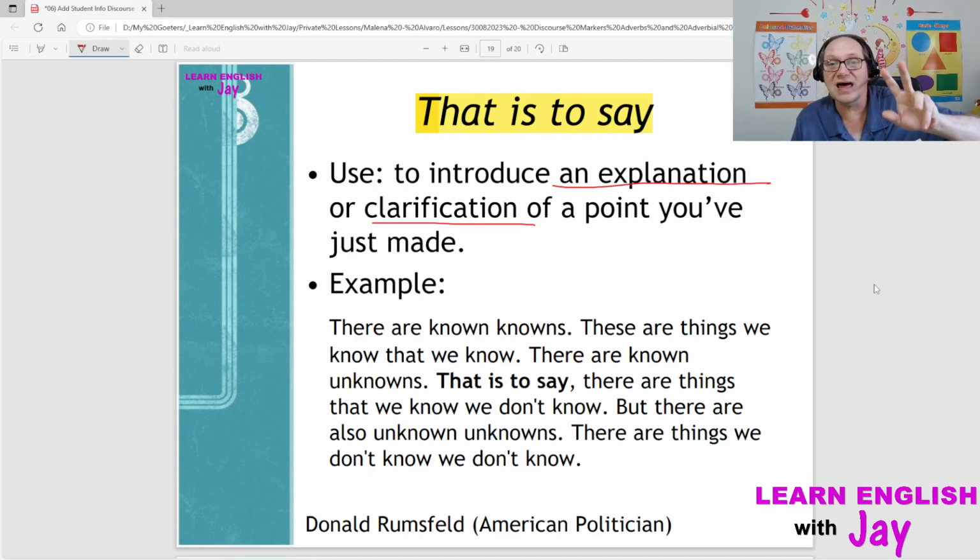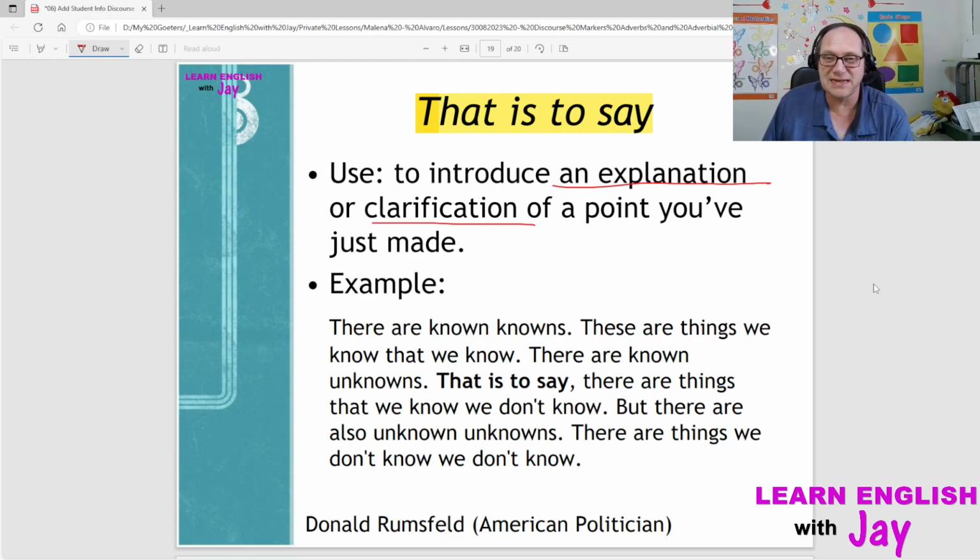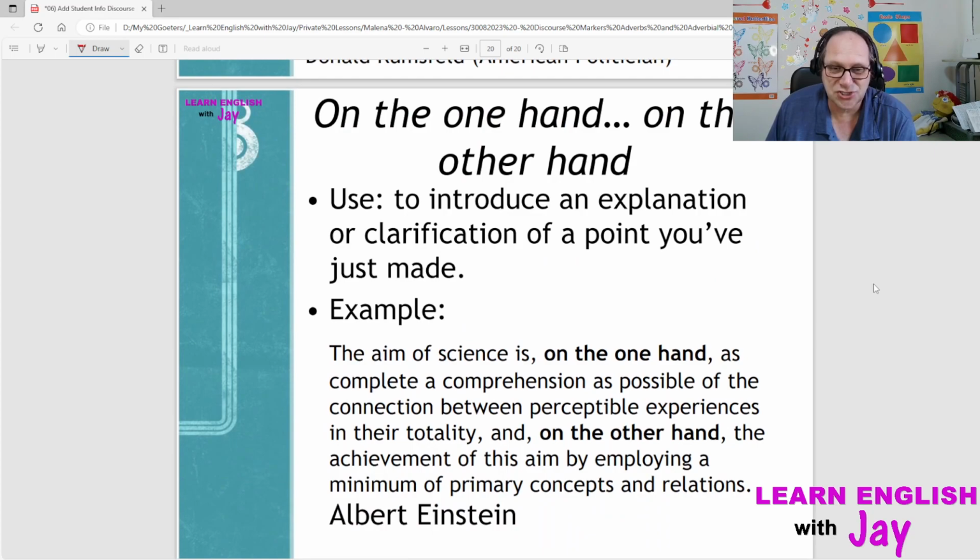Now he says "that is to say," so now he's going to explain it. There are things that we know we don't know, but there are also unknown unknowns: things we don't know we don't know. I don't know whether his explanation helps at all, but there's a bit more clarity there. So "that is to say" is when we clarify something, we explain it, and it gives an introduction for it. Right, then, last one.